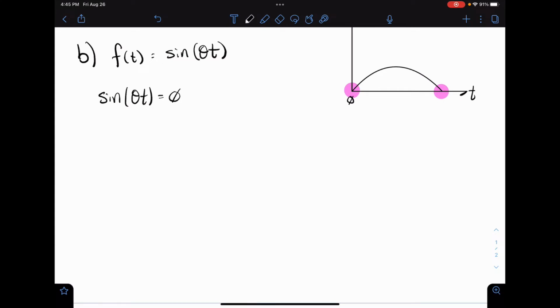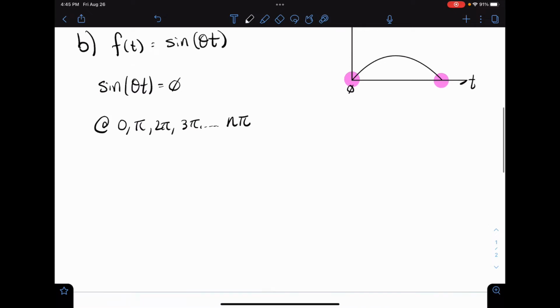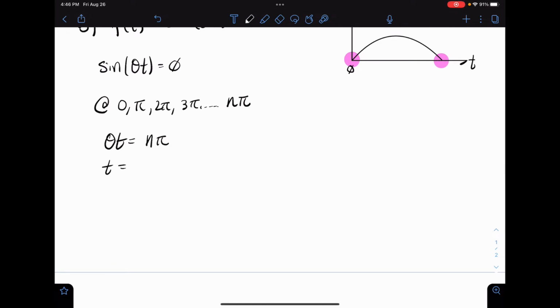Basically, we know that sine of x equals 0 at 0, pi, 2 pi, 3 pi, ... n pi, right? So if we set the interior of our sine function to this, we know theta t equals n pi. So therefore t equals n pi over theta, and at those t's is when we're going to get the function of t equal to 0.